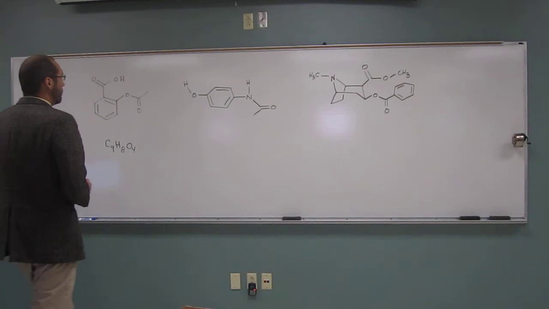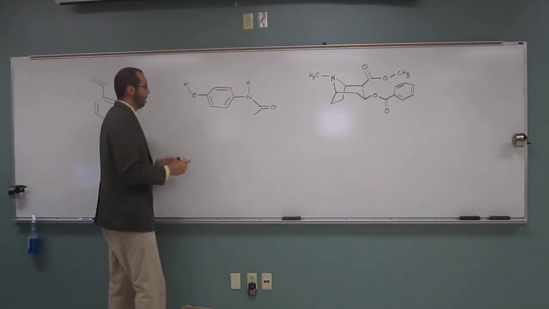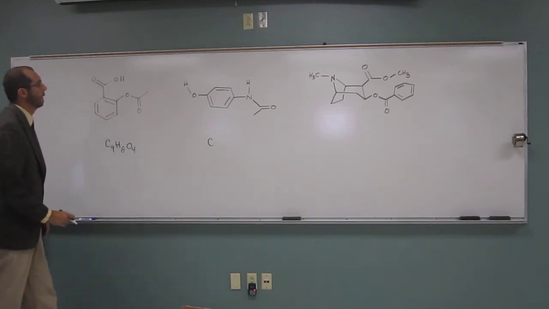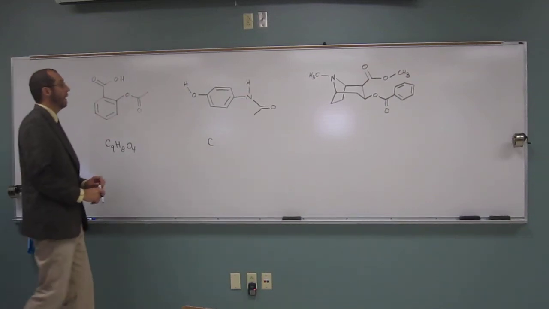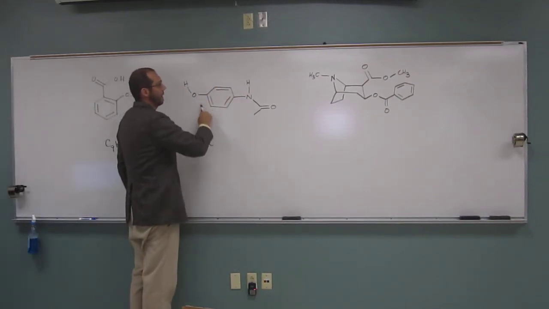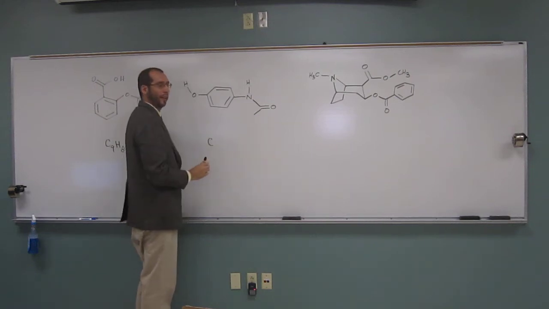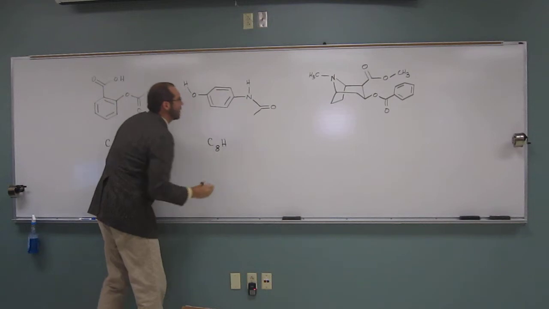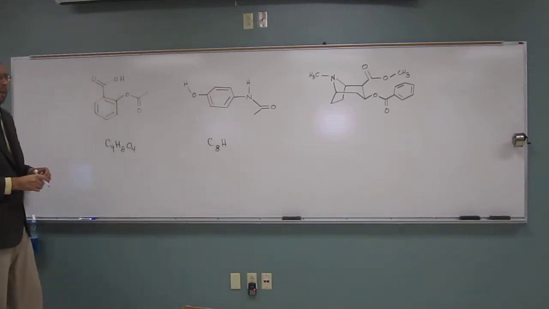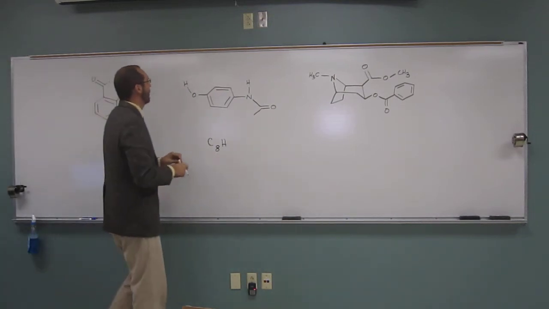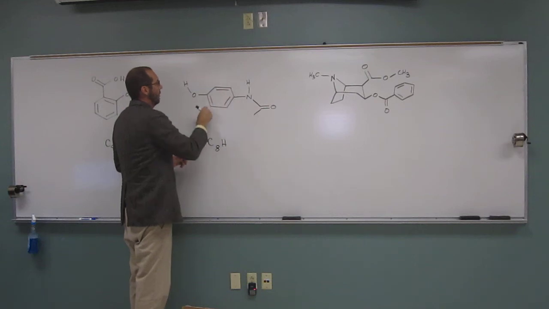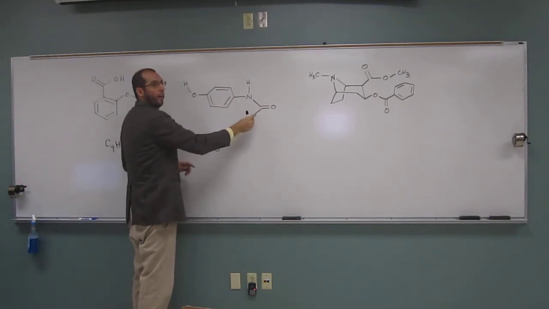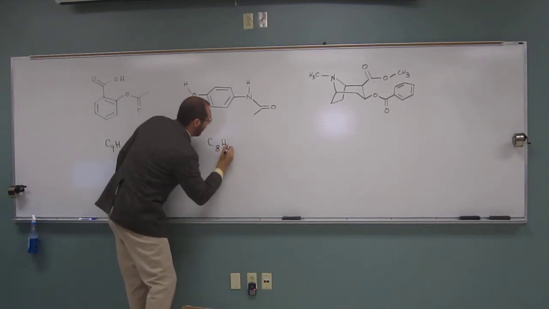So, let's look at acetaminophen now. Okay, so first we're going to count carbons. How many carbons do we have in that thing? 8. Okay, 8. So we got 6, 7, 8. Right. And how about hydrogens? You got that yet? 9. 9, okay, so let's see. 1, 2, 3, 4, 5, 6, 7, 8, 9.